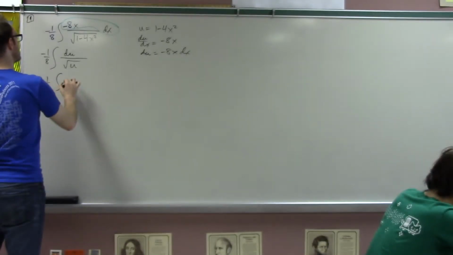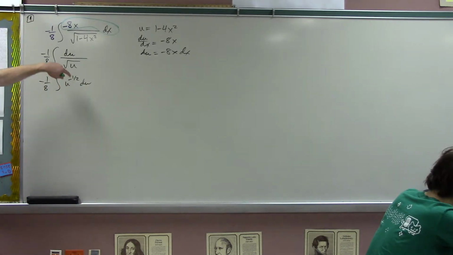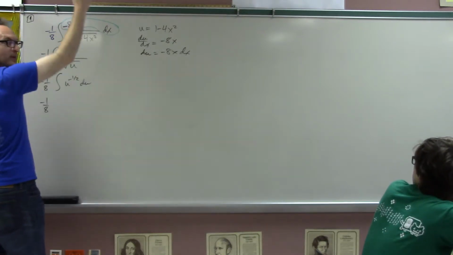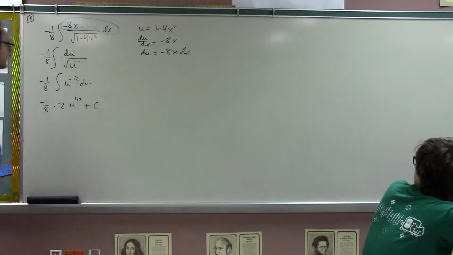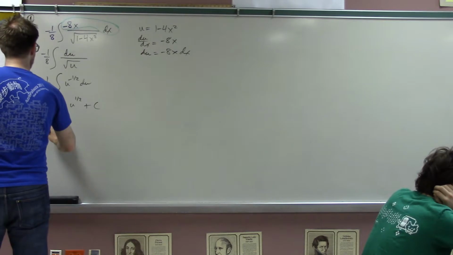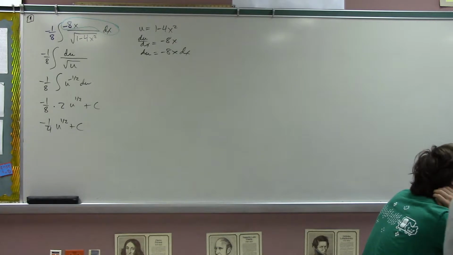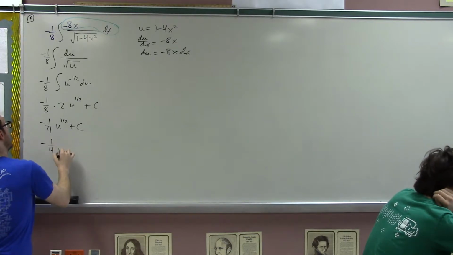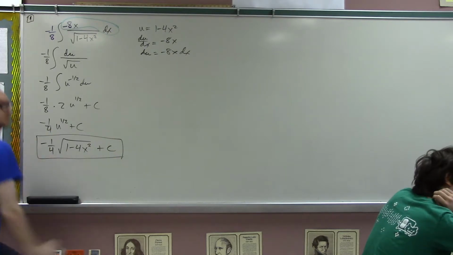So now I rewrite this in an anti-differentiation friendly form. This is really u to the negative 1/2 du. How do I anti-differentiate u to the negative 1/2? Go up a power and then divide by that power. So it's negative 1/8. Up a power would be 1/2, and dividing by 1/2 is like multiplying by 2. So my final answer is negative 1/4 u to the 1/2 plus c. But of course, u is just a fake variable that I made up for this problem. So my actual answer is negative 1/4 square root of 1 minus 4x squared plus c. That's what I got.